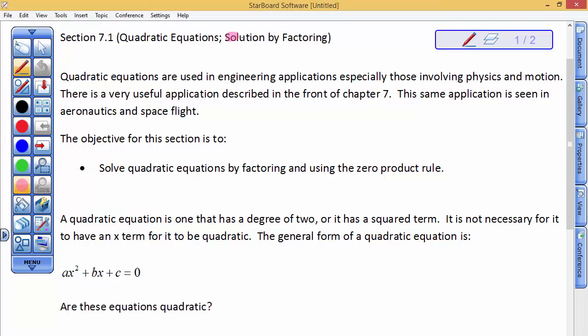So Chapter 7's focus is the solutions of quadratic equations, which are used in engineering applications, especially those involving physics and motion. So projectile motion, Angry Birds, you know, that's what I mean. But a lot of that occurs in our world. So aeronautics and space flight. So we're going to first talk about what a quadratic equation looks like, and then we're going to solve by factoring using the zero product rule.